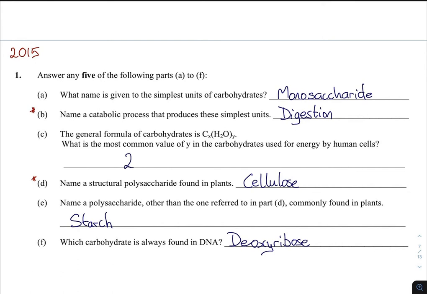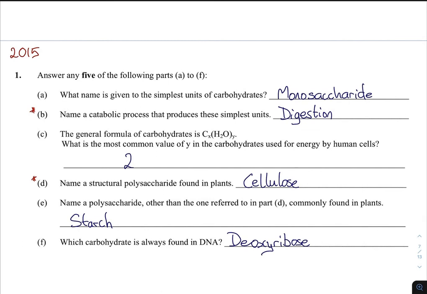Name a catabolic process that produces these simplest units. Lots of students wrote down respiration. Respiration doesn't produce monosaccharides. In fact, respiration helps to break down monosaccharides. It is digestion that helps to produce these simplest units. There are 2 catabolic processes that you need to know: digestion and respiration.